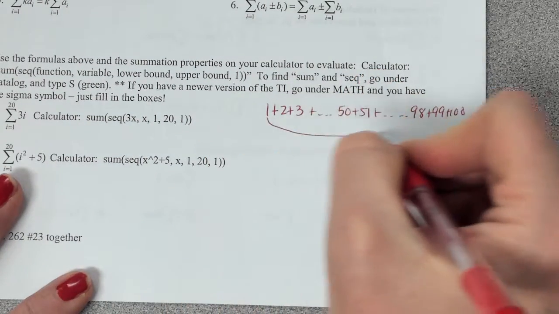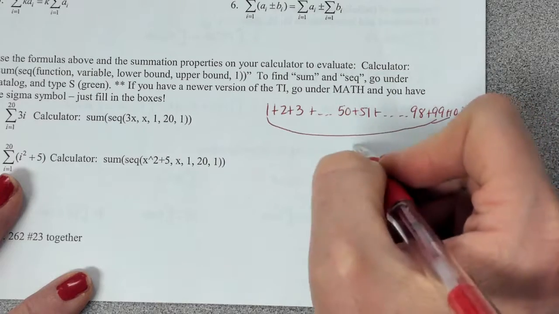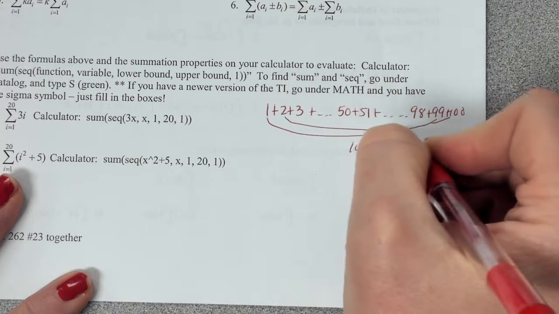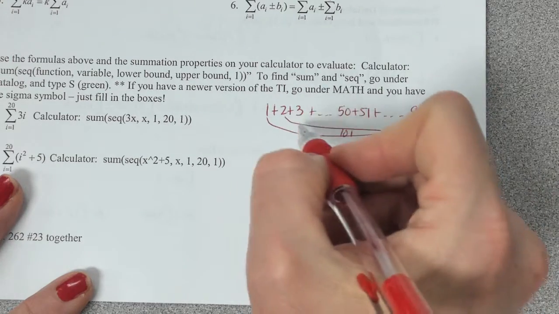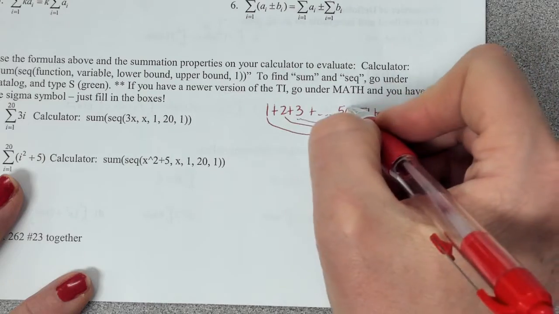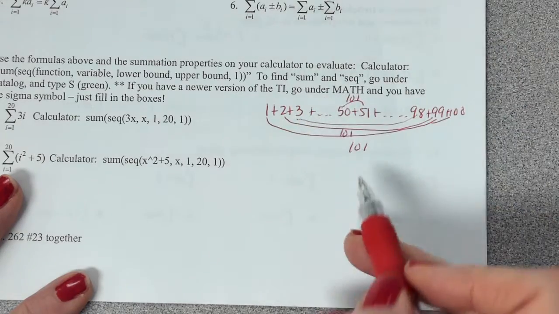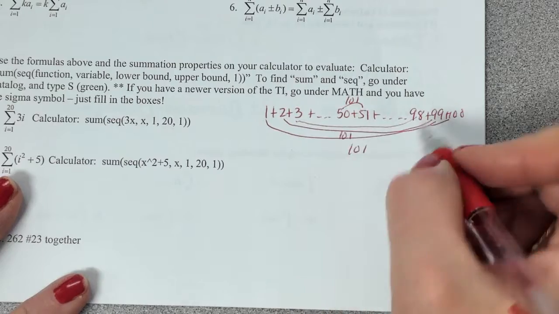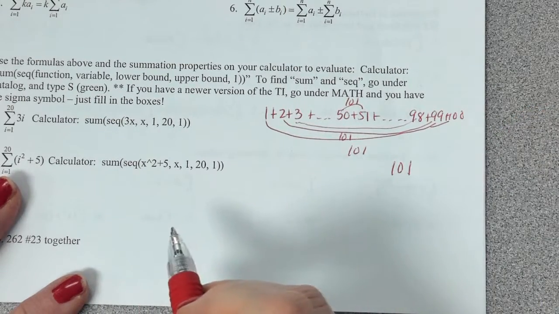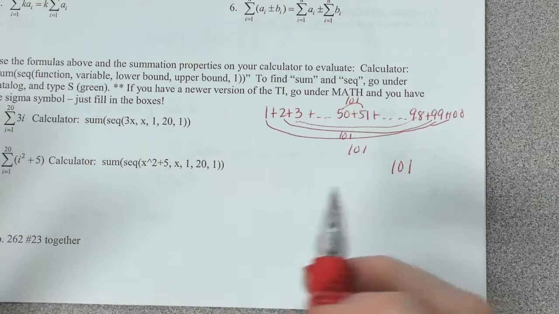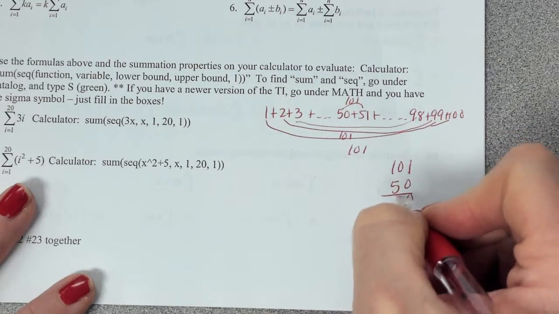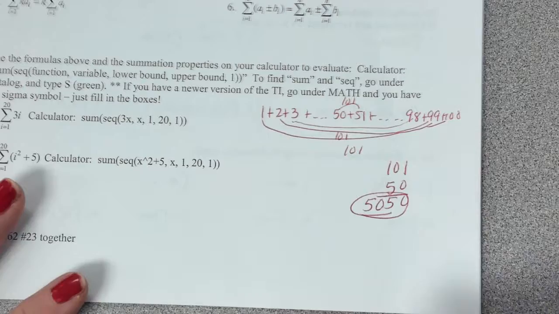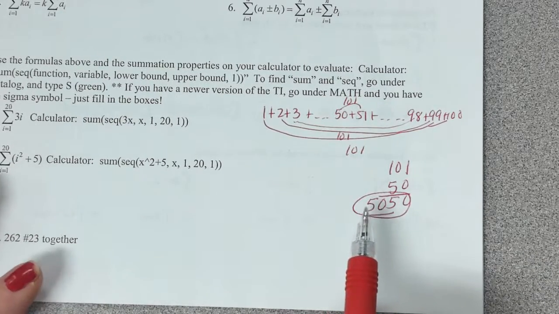Here's what he did. He did 1 plus 100, that's going to be 101. He did 2 plus 99, that's going to be 101. 3 plus 98, that's 101. 50 and 51, that's 101. So what did he do then? If he had all these values that added up to be 101, how many of them would there have been? There would have been 50 of them, right? So he did 101 times 50, and he just realized that that's going to be 5,050. And so that's how he came up with the answer so quickly.